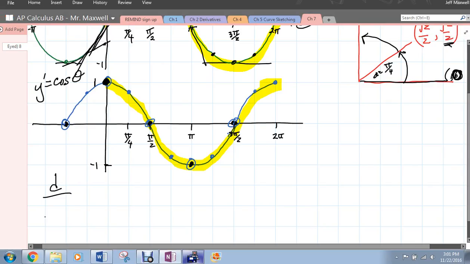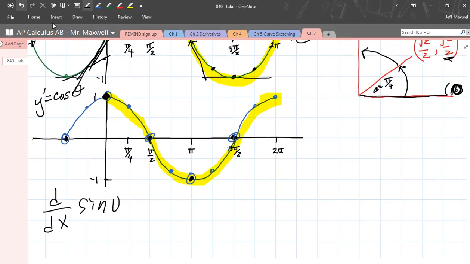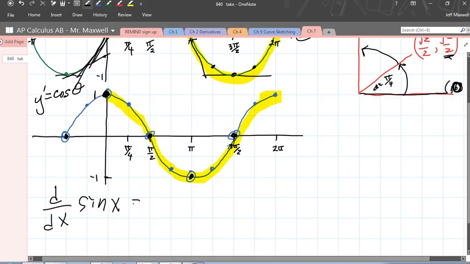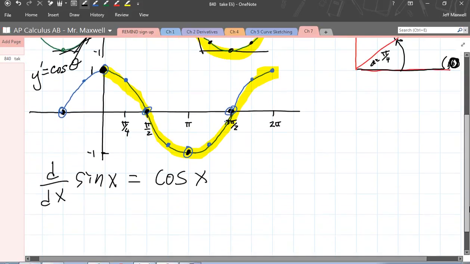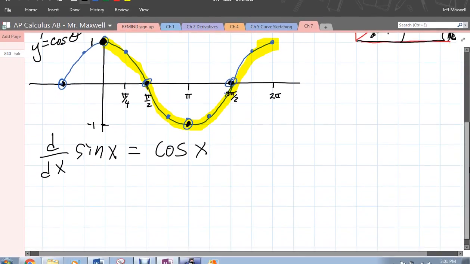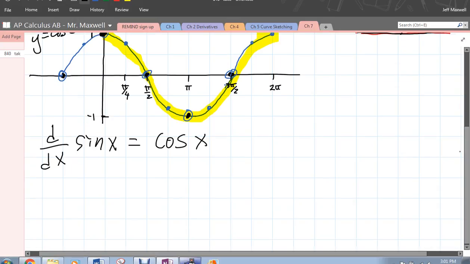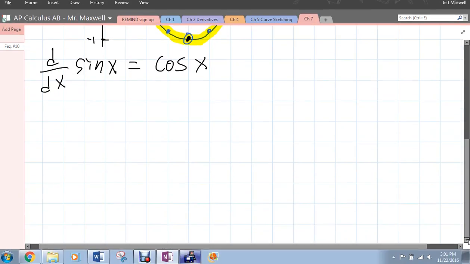So d over dx of sine theta, oh, I guess I got to put x there. d over dx of sine x is cos x. Okay. So that's going to be helpful when we're taking the derivative of sine functions to know what the derivative is. And in this case, pretty straightforward. The derivative of sine is cos.